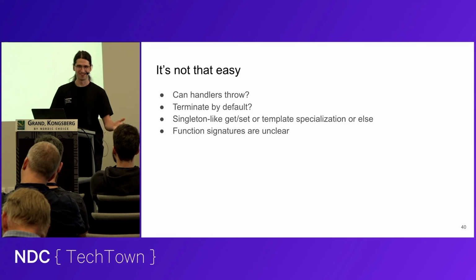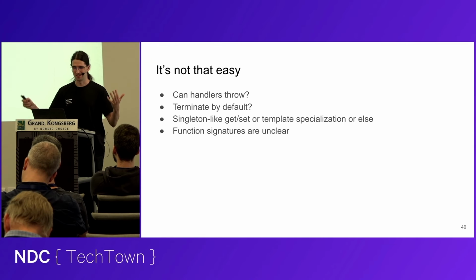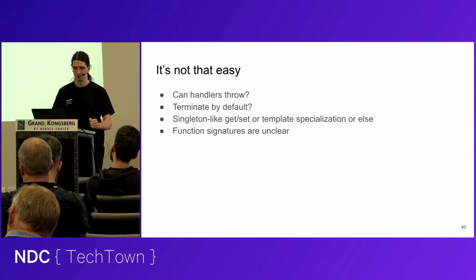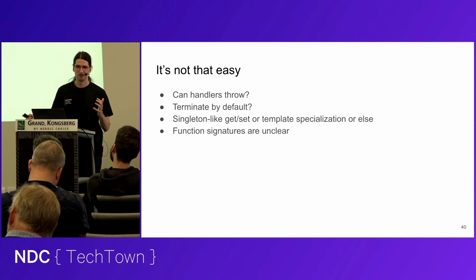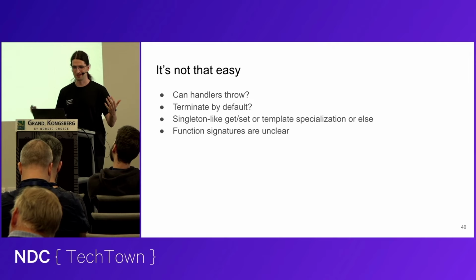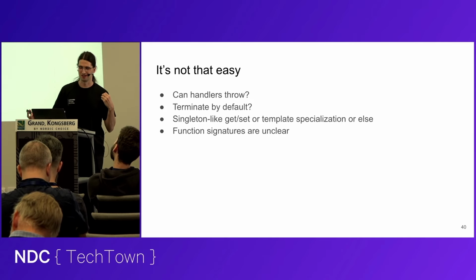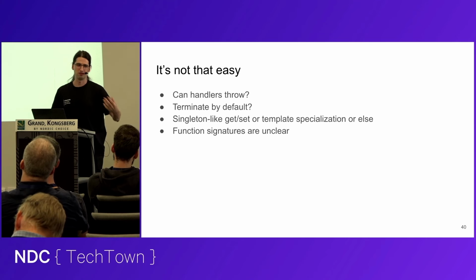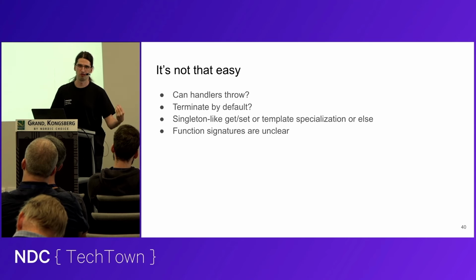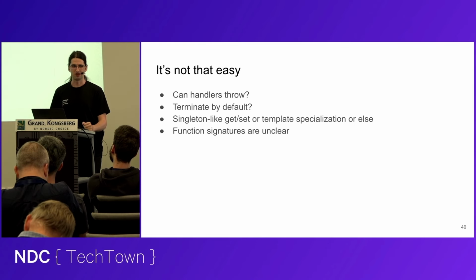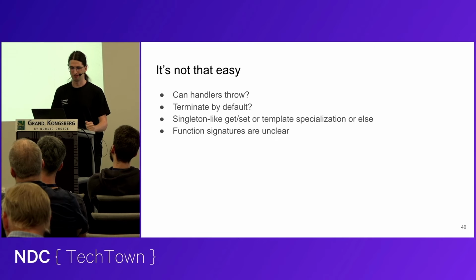However, this is not that easy. It's not as easy as pie, because technically handlers can throw as well. Shouldn't we impose more restrictions? Should we terminate by default? Should we do something else? What should it be like: singletons, getter, setter, template specialization, or something else? Function signatures are also quite unclear. What should go into this termination handler: the entire object, the error only, something else? So with termination handlers, there are more questions than answers right now, at least from my point of view.